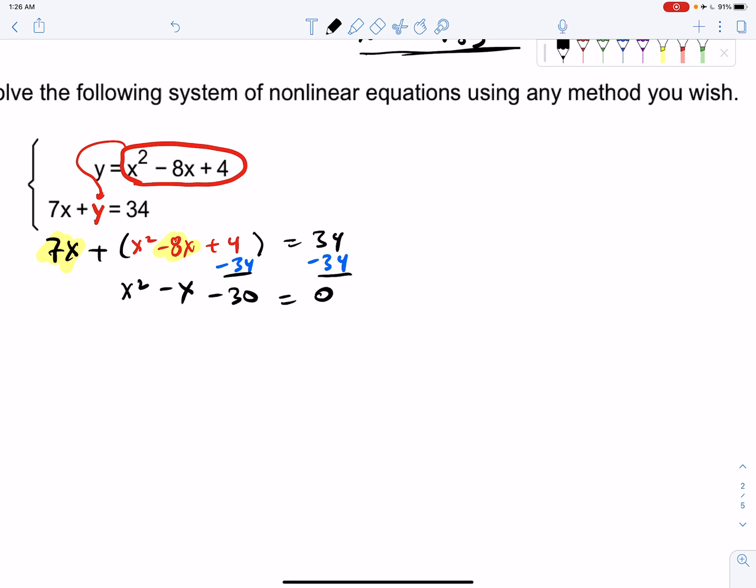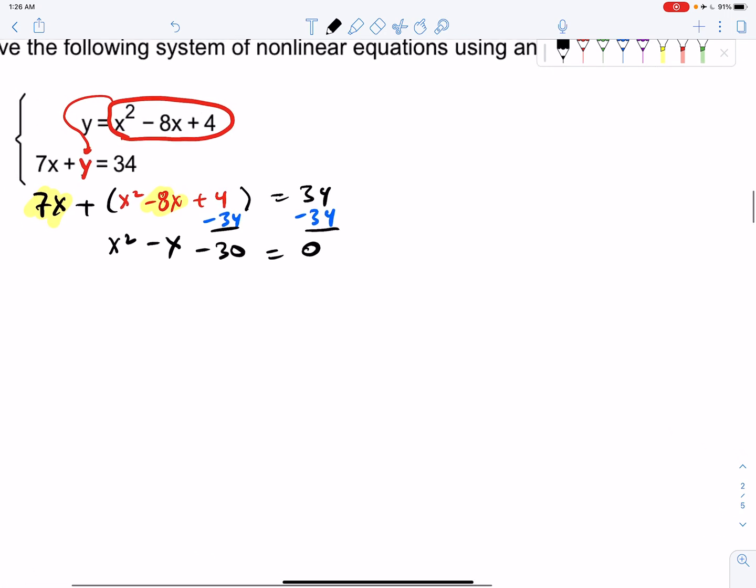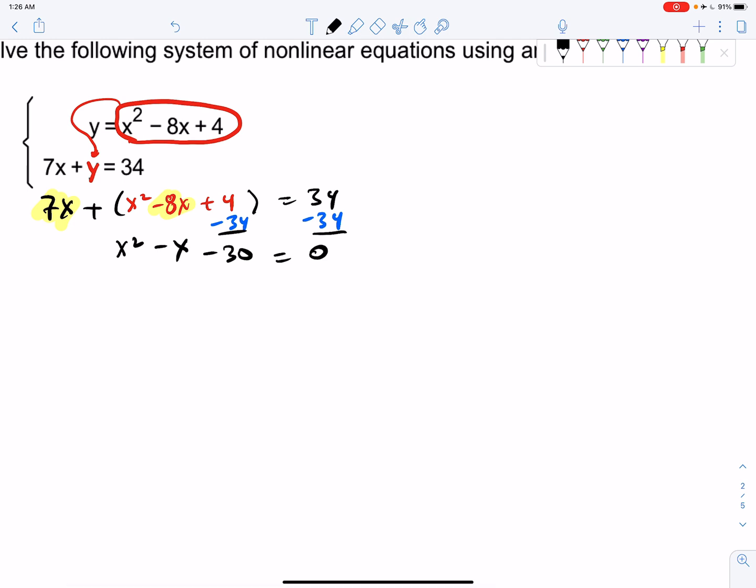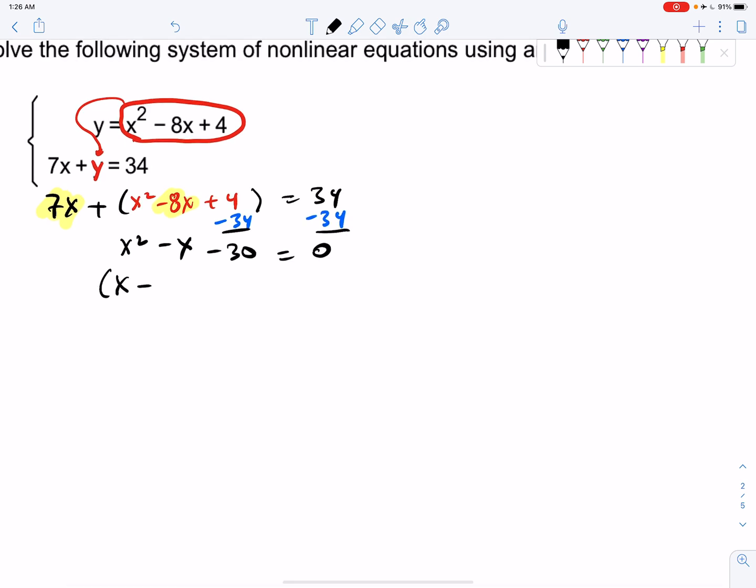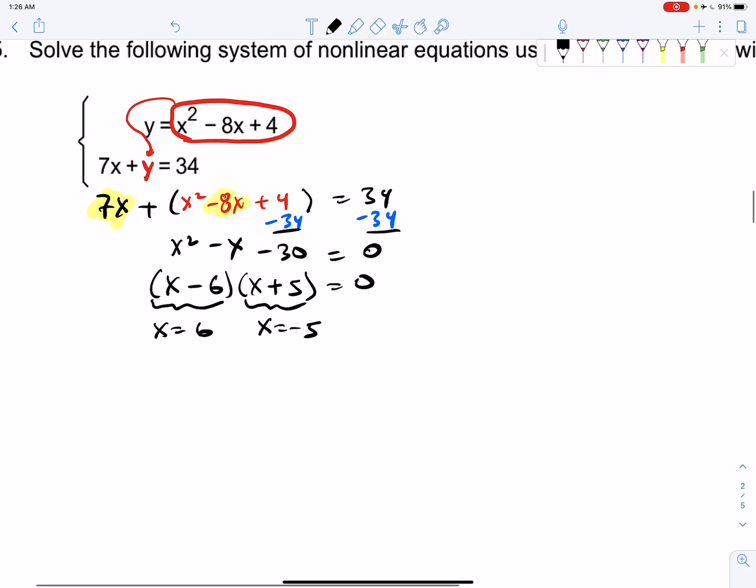Now I need to factor this. What number is this? Number 5. I need to factor this. What multiplies to negative 30 and adds to negative 1? That's just going to be x minus 6 times x plus 5. So now I set each factor equal to 0, so I get x equals 6. Set the second factor equal to 0, x equals negative 5. And then what I have to do is plug back into either equation and solve. And remember, when you're dealing with equations with squared terms, you might get that plus or minus case, which you have to do more checking.